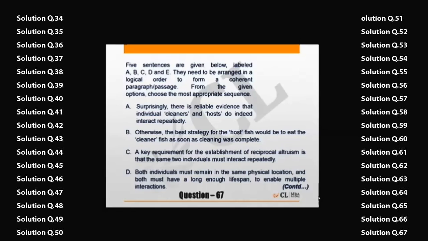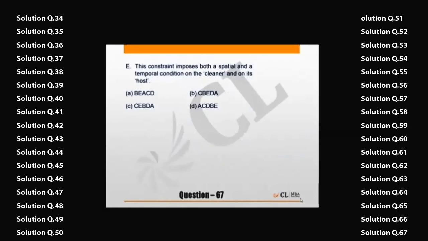E and D is a mandatory pair because D explains what the author means by spatial and temporal conditions which are discussed in E. A completes the sequence by talking about what actually happens, and hence the correct sequence is C, B, E, D, A, making answer option B the correct answer.